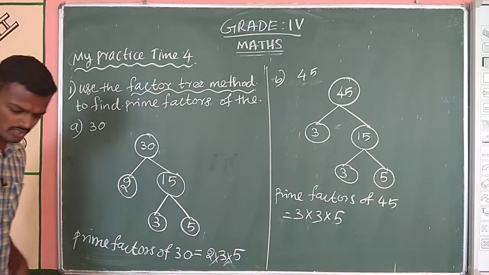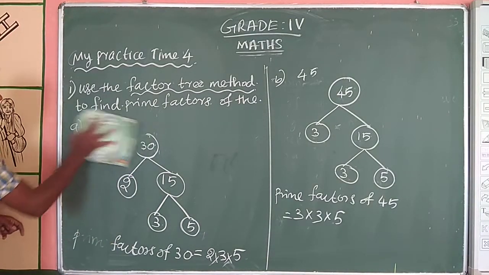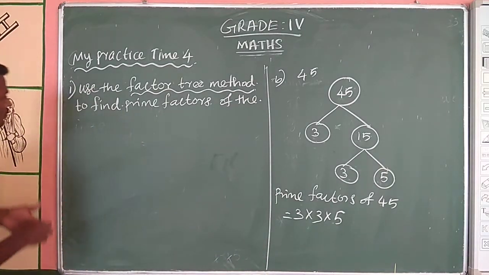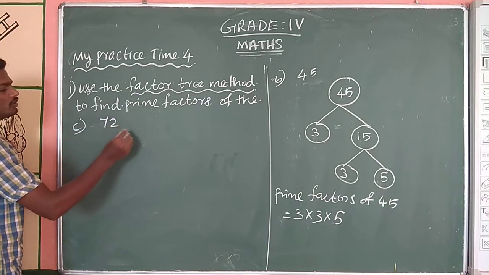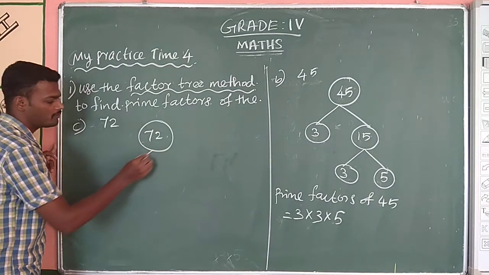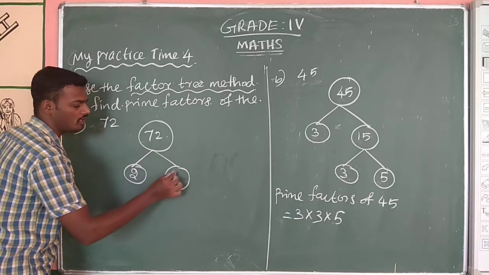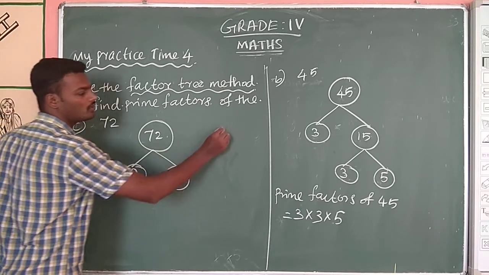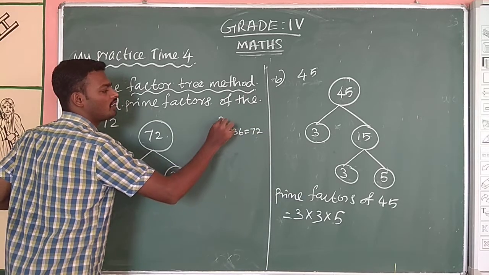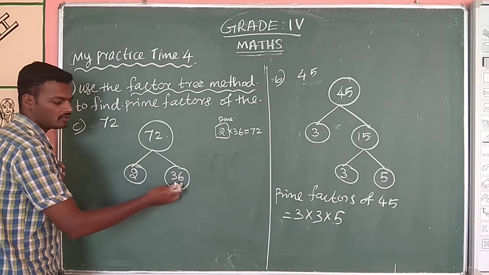Next one, another sum, 72. Question number C, 72. 72 is an even number. So an even number comes in the second table. Second table, 2 into 36. 2 into 36 is equal to 72. So 2 is a prime number. So we split 36. Give the prime number. Next, 36.